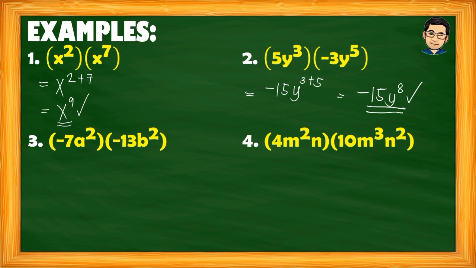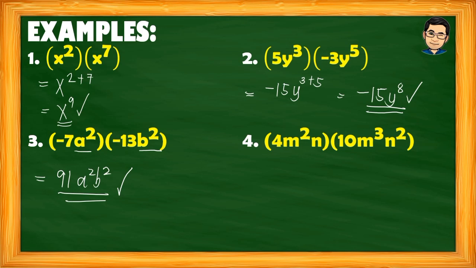Next, negative 7a squared times negative 13b squared. Looking at the literal coefficients, magkaiba po sila. Yung isa a, yung isa naman b. So, kapag ganyan po yung mga literal coefficients, yung mga variables, pagsamahin lang po natin. Okay? So, just multiply negative 7 and negative 13. Pareho po silang negative, so the answer is positive 91. Next, a squared times b squared, that is a squared b squared. So, this will be our final answer.